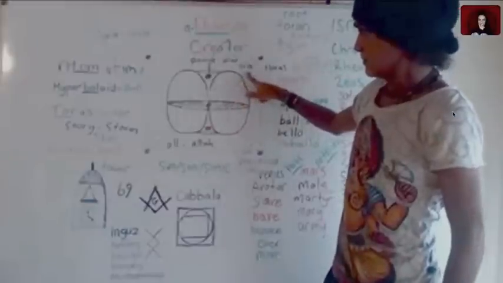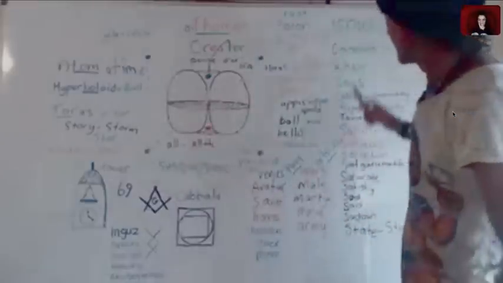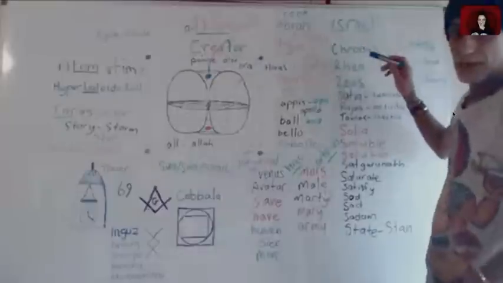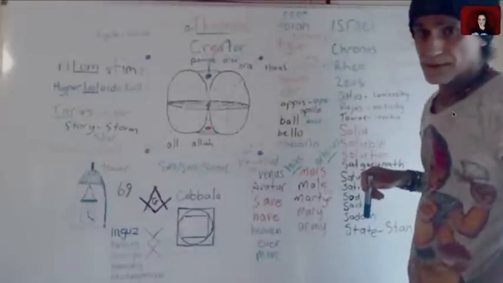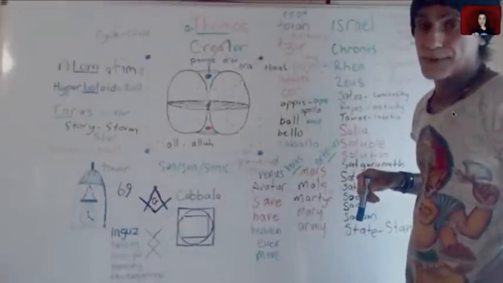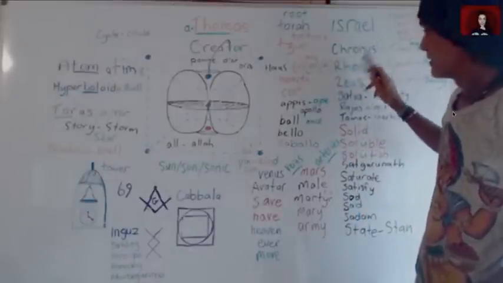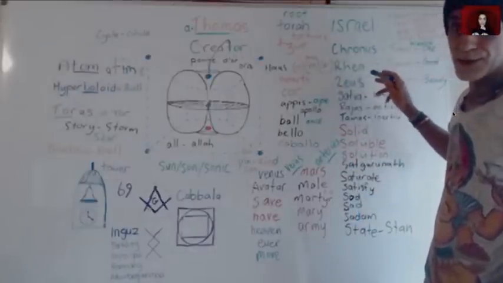So, this Trinity, we know it in its probably most well-known Godhead in the Greek, Kronos, Rhea, and Zeus.